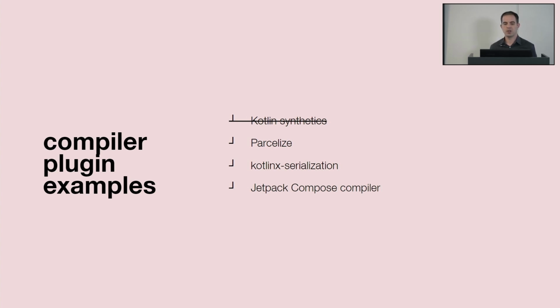The second example is Parcelize, which can generate parcelable implementations, which is a serialization format on Android. Then Kotlin serialization, which is again a serialization tool. Mostly it can be used for JSON serialization, but it supports other serialization formats as well. It also was written as a Kotlin compiler plugin.